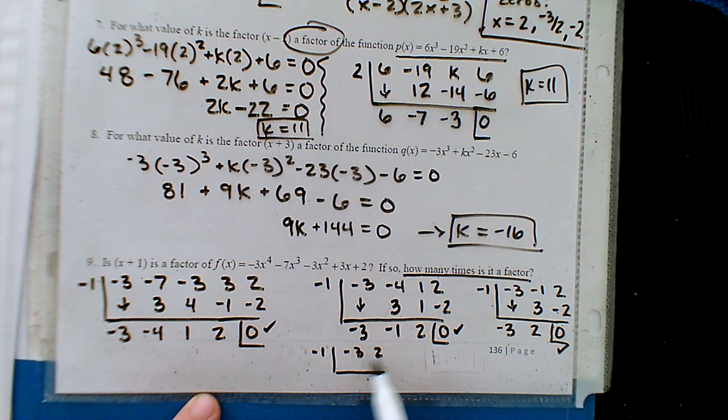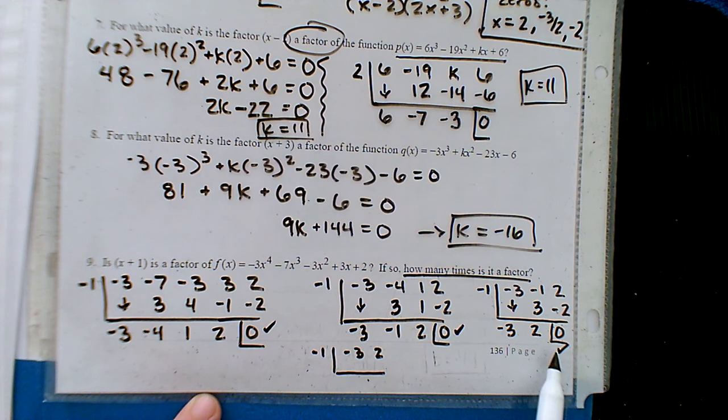Okay, stopped. 3 times. All right, I got it to be a factor a third time. If we go again, it doesn't work. Is it a factor the fourth time? No, because the remainder is 5, right?